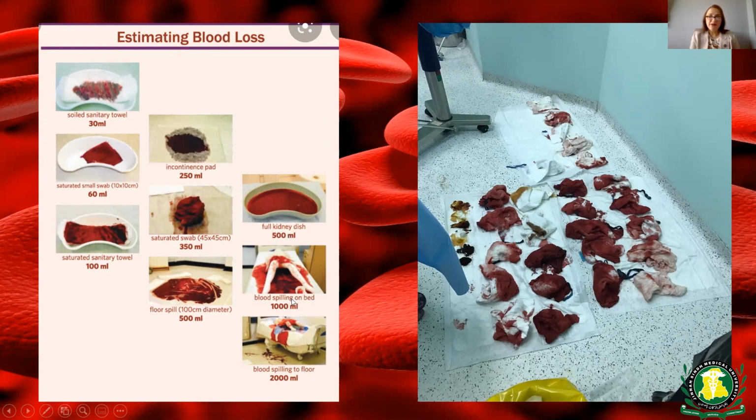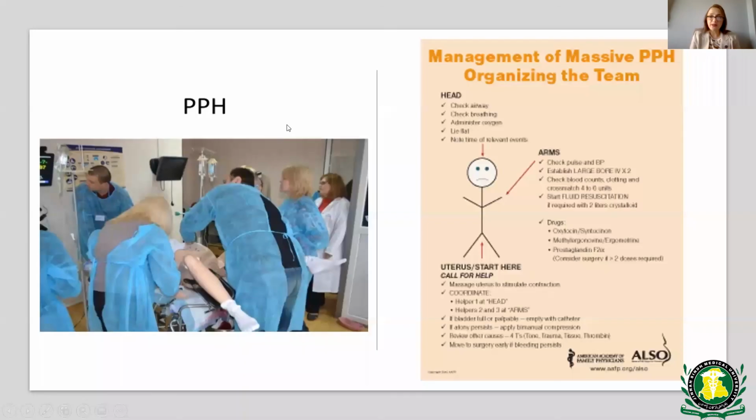If there's blood spilling on the bed, it is already 1 liter or 1000 mil. If there's blood spilling on the floor, it is 2000 mil. And always remember, this is an estimation of the blood loss. Estimation means that whatever you're estimating, please do it with one of your colleagues, let them reconfirm it for you, and then add about 400 to 500 more to that. So that will be your actual blood loss. So yes, it can be that gross, it can be that serious, and it needs immediate replacement.